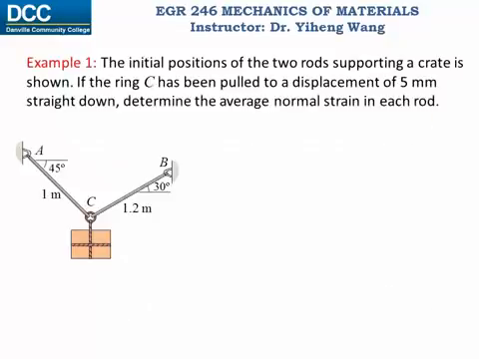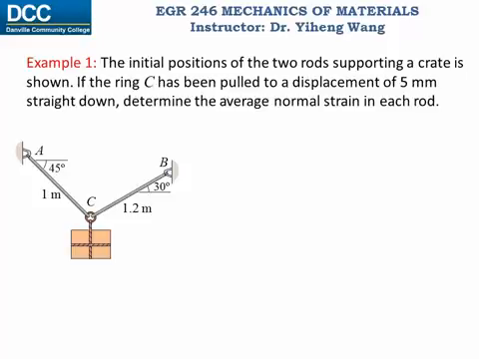Let's look at this example. There are 2 rods supporting a crate, and the initial position of the rods as well as their lengths are given. If the ring has been pulled to a displacement of 5 mm straight down, we need to determine the average normal strain in each rod. This problem is quite straightforward. We know the initial length of the 2 rods, so to find their average normal strain, we only need to find out their new length after deformation.